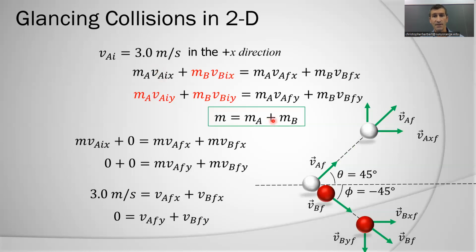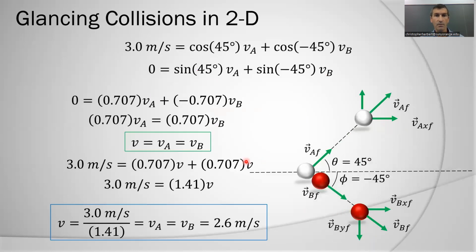We also say that they have the same mass, so I can get rid of this mess where we have MA and MB. Now we have two equations that reduce to this, and it seems pretty obvious. MA is going to come in with 3 meters per second, but in the y direction, if they're both the same mass and they both leave with equal and opposite momenta, each of these are going to leave with the same velocity. Okay, so now I again plug in numbers.